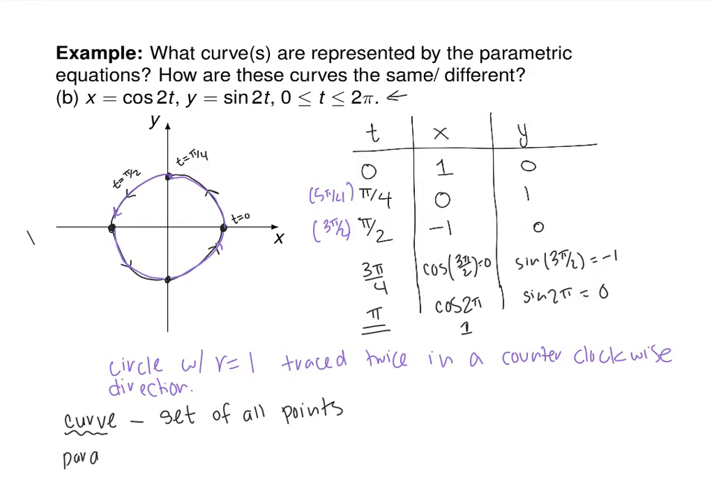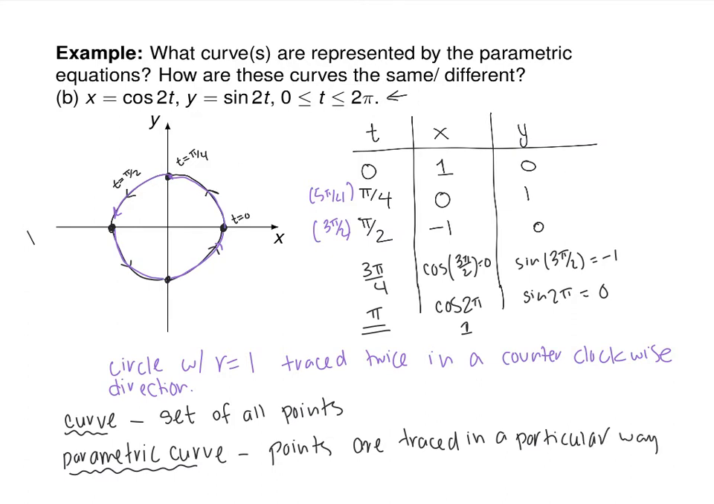A parametric curve is when the points are traced in a particular way. And that could include both direction plus maybe a variable number of times if the pattern is repeated.